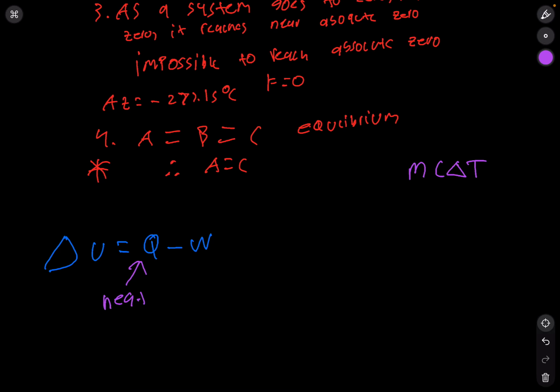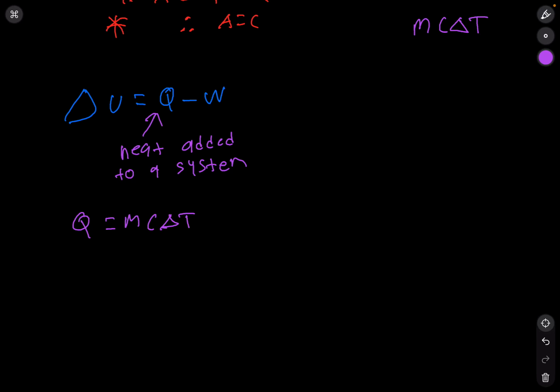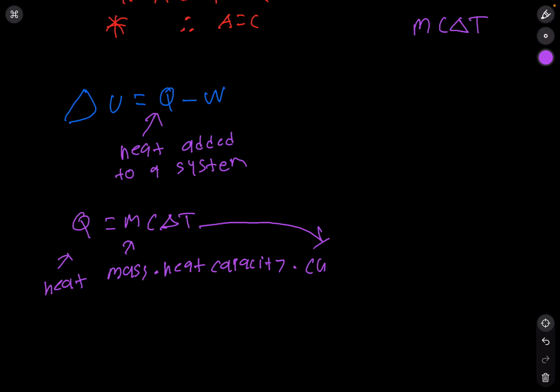This is heat added to a system. And you might be wondering, how can we find that heat? Perfect. Here's your equation. Essentially, we have MCAT. MCAT essentially stands for the heat added to a system, or just heat in general, is mass times the heat capacity times the change in temperature.